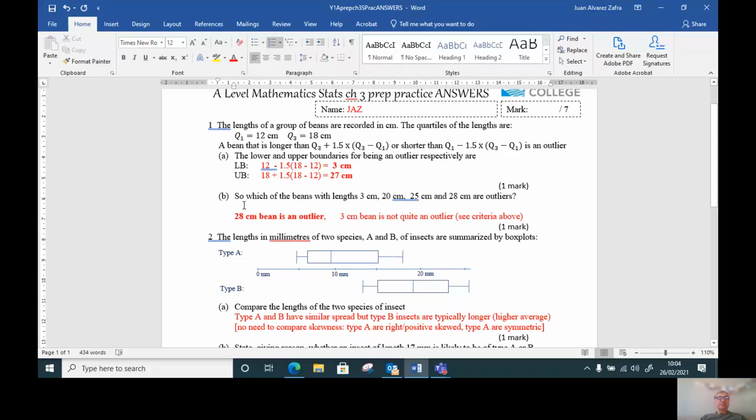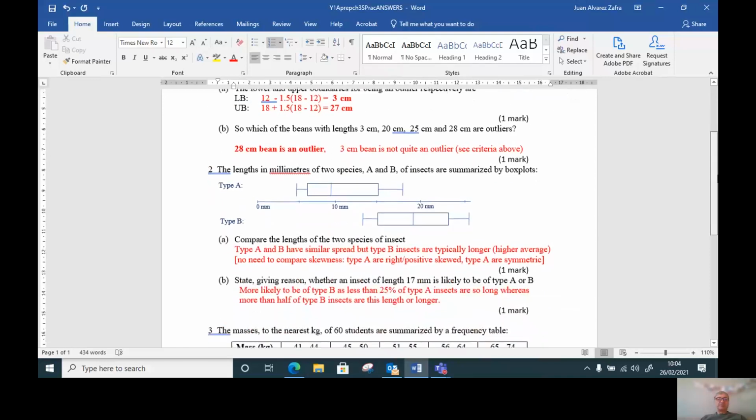So for part B, which of the beans with lengths 3 centimeters, 20 centimeters, 25 centimeters, and 28 centimeters are outliers? Well, if we examine them in turn, we see that the 3 centimeters lies exactly on the boundary, but isn't shorter. So it needs to be less than 3 centimeters to be an outlier. The 20 and the 25 are clearly not outliers. The 28, because it lies above the 27, is an outlier. So the only outlier is the 28.